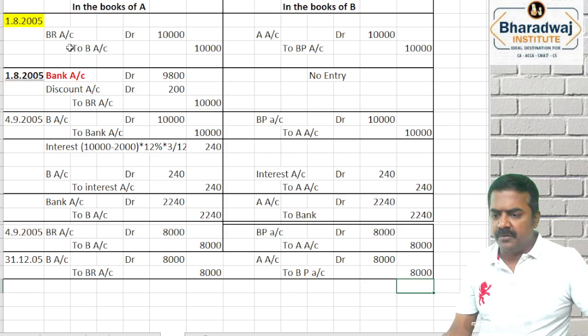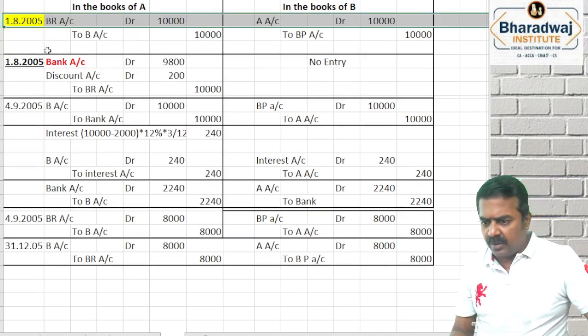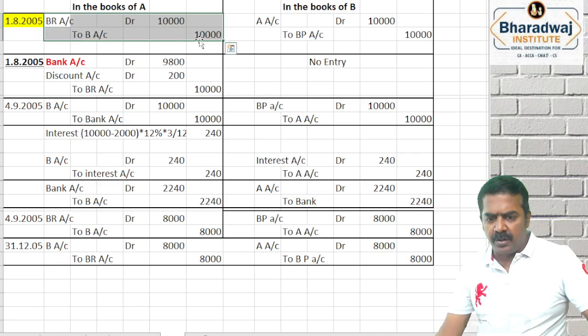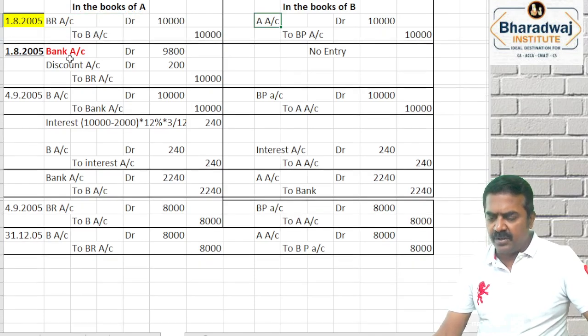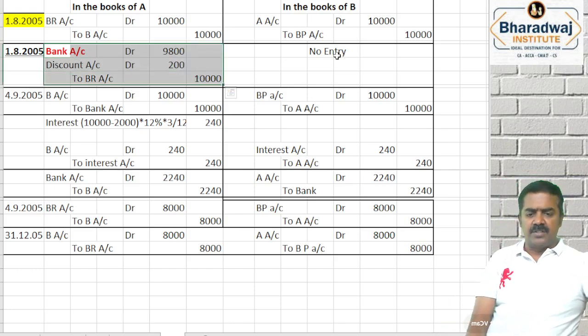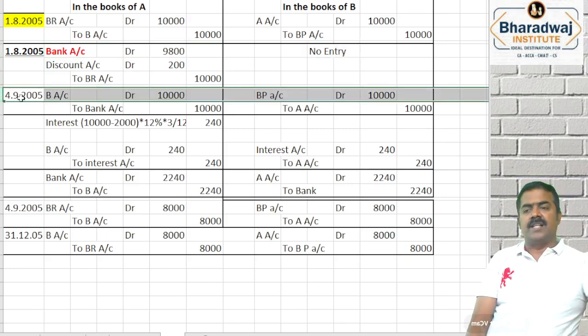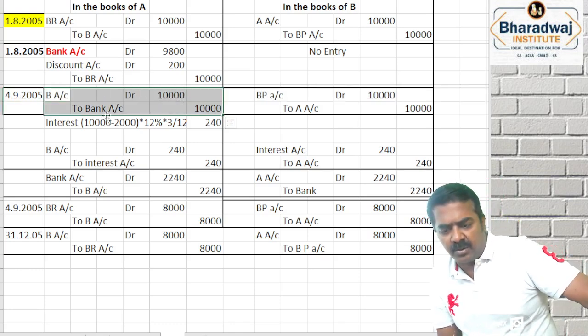I'll repeat whatever we have done so far. First, we draw the bill, the other party accepts the bill. What entry do we pass? Bills receivable account debit to B account, then A account debit to bills payable. The bill is discounted. What is the entry for discounting the bill? Bank account debit, discount account debit to bills receivable, no entry in the other party's books. On 4th November, he approaches for renewal of the bill. So debtors account debit to bank account, cancel the bill. Charge the interest.